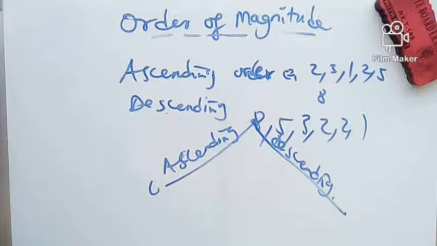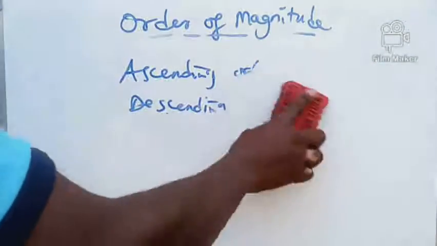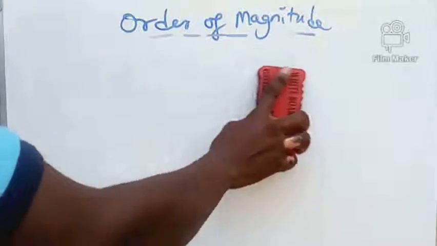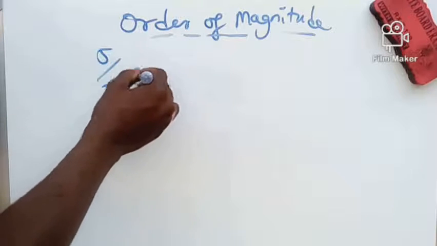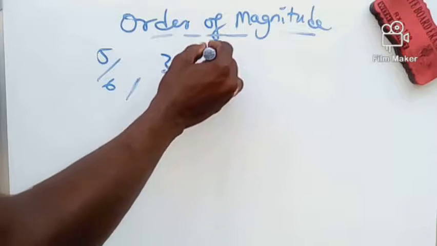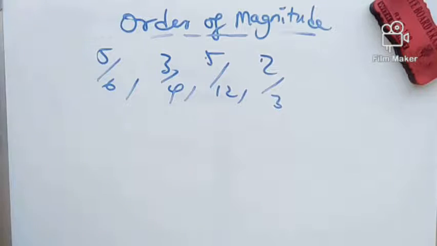Now, what if the problem involves fractions? How can you arrange fractions in ascending or descending order? To arrange fractions in ascending or descending order, there are a few steps to carry out. So let's take an example. Let's say we have 5 over 6, 3 over 4, 5 over 12, 2 over 3. The question says, arrange these fractions in ascending order. How do you do that?